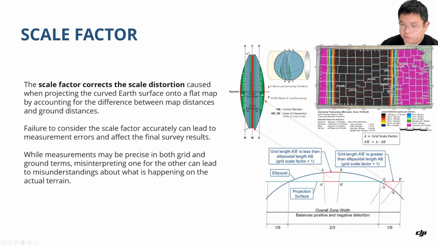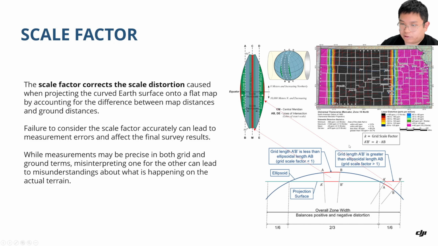Similarly, as we move toward the east side and the west side of this intersection, you will notice that the ellipsoidal surface is actually beneath our projection surface. The result is that our measurement from the ellipsoidal surface is going to be shorter compared to our measurements on the projection surface. So when that happens, you will need to multiply by a scale factor that is greater than 1 to compensate for that distortion and to get your measurements correct.